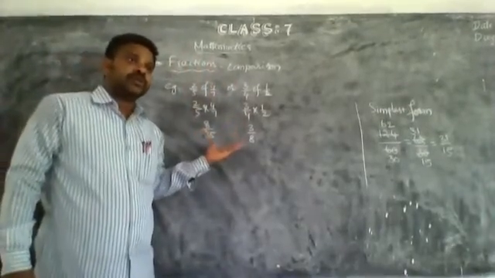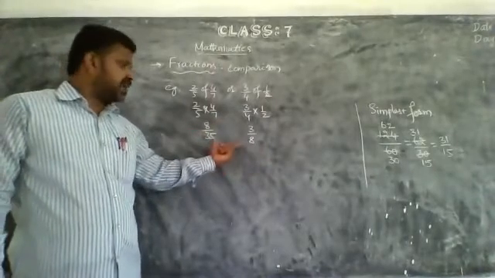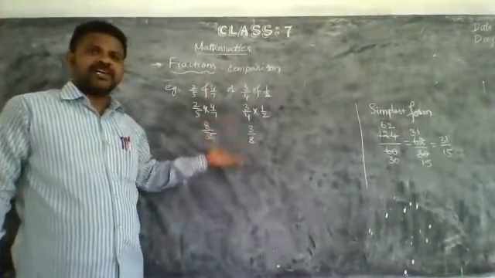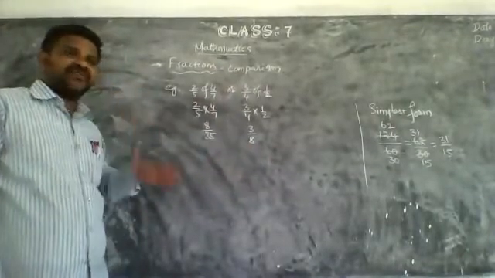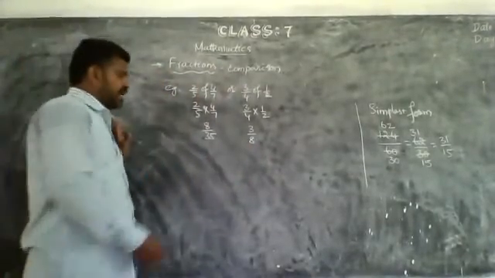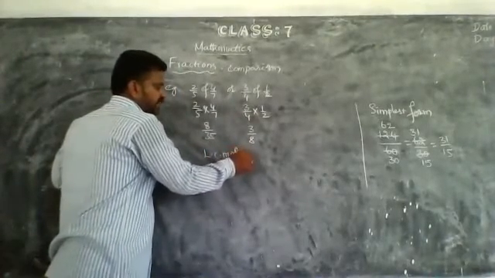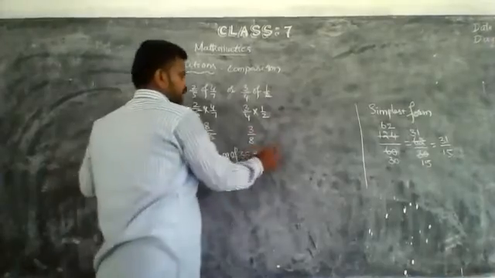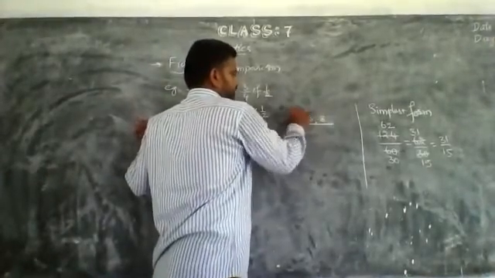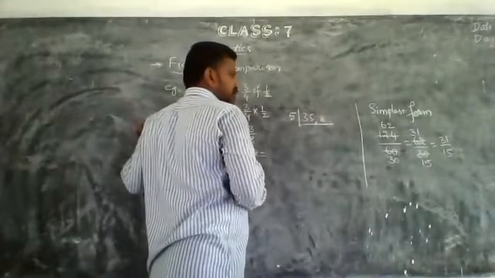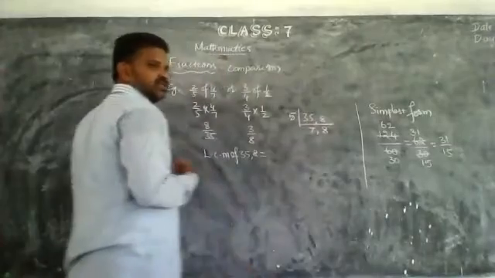Taking LCM of the denominators, because they are unlike fractions, to convert them into like fractions. Once we have converted them into like fractions, we can compare. Now taking LCM of 35 and 8. Just listen and look. 5 is the first number which divides 35, take this 7 times. 8 does not.